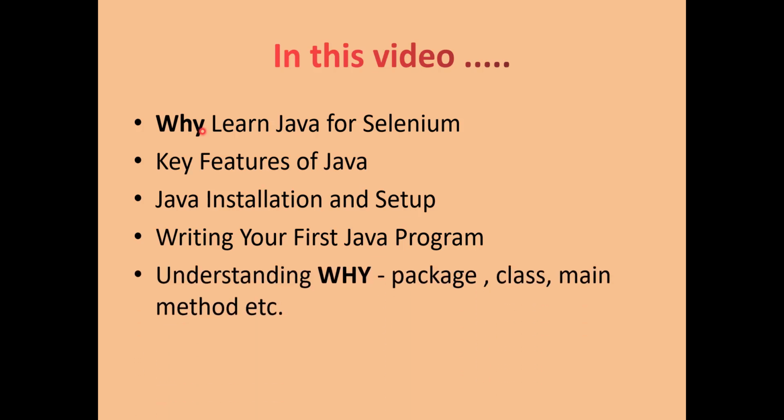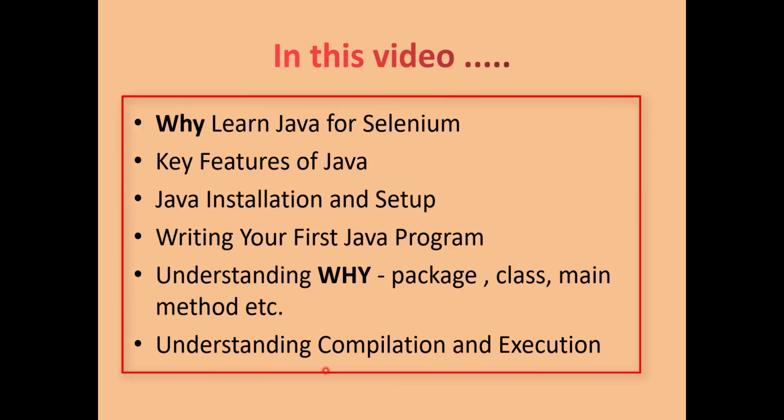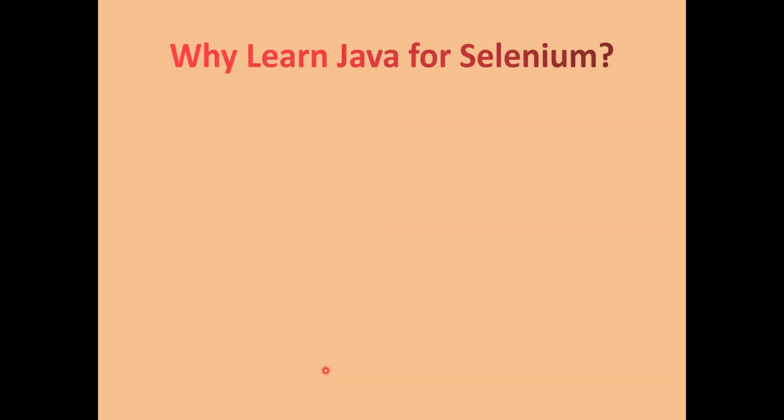For creating that program, we create packages, we create a class, we use the main method, etc. We are going to understand why you have created a package, why you have created a class, main, etc. Again, this why is important. Once our first Java program is ready and once we understand the importance of package, class and main method, then we will see how we can compile it and how we can execute it within the IDE. You can use the IDE and command prompt as well. So first, very important point, why to learn Java for Selenium.